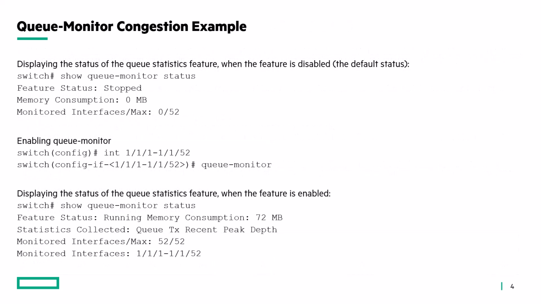Taking a look at the queue monitor congestion history example, we can display the status of the queue monitor statistics feature by running the show queue monitor status command. Here we can see that it's stopped, but we can enable it. For example, in this example we're going into all ports on this switch and enabling them by running the queue monitor command. Then you can run the same show queue monitor status command again, and we'll see that the queue monitor is actually running, and we can see which interfaces it has been enabled on.